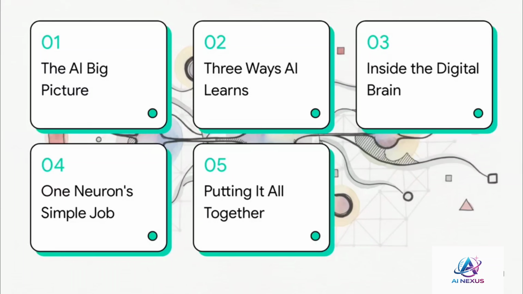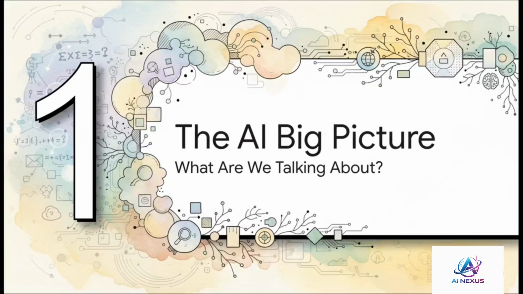First, we'll get the big picture of AI. Then, we'll look at the three main ways it learns. After that, we're going to peek inside the digital brain itself. And finally, we'll zero in on the simple job of a single neuron before putting it all together. Let's dive in.